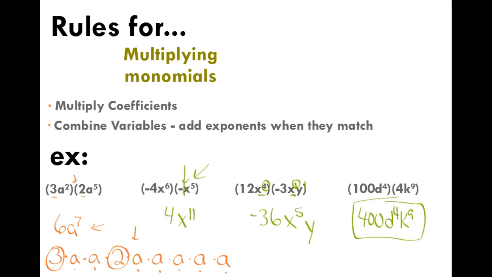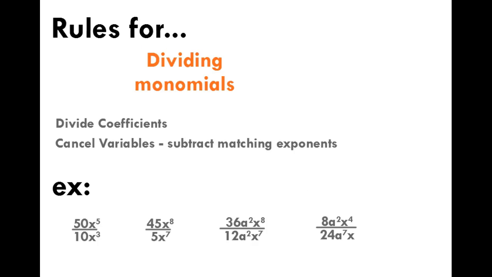All right, let's move on to dividing. So in dividing, this is actually my favorite one. It's the opposite of multiplying. You divide the coefficients. So in this first example, that would be 50 divided by 10 is 5. And you cancel the variables. In other words, you actually subtract them. And I'll show you why we say canceling too. So in this case, it'd be 5 minus 3, which is 2. So there'd only be 2 x's left.